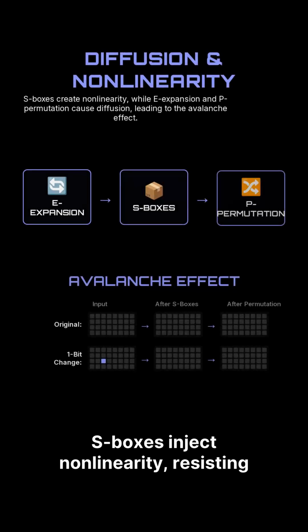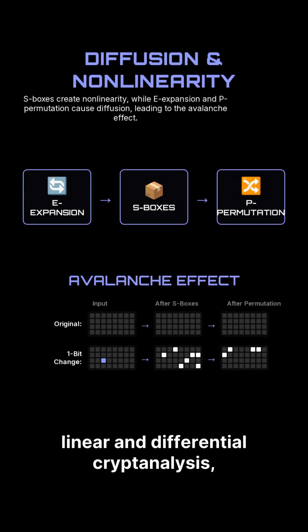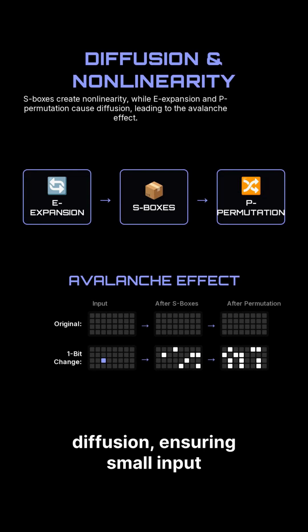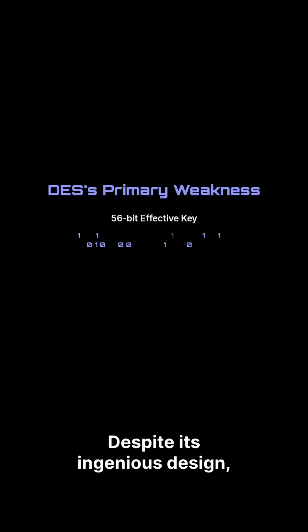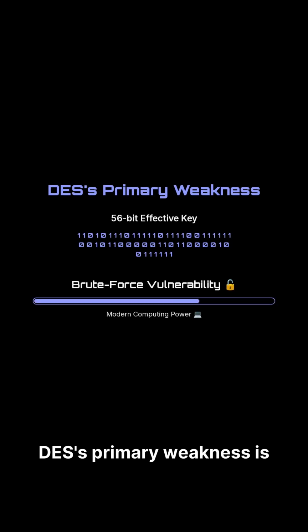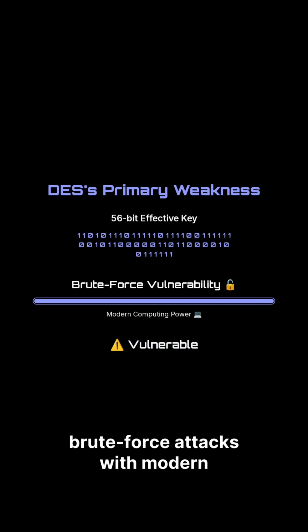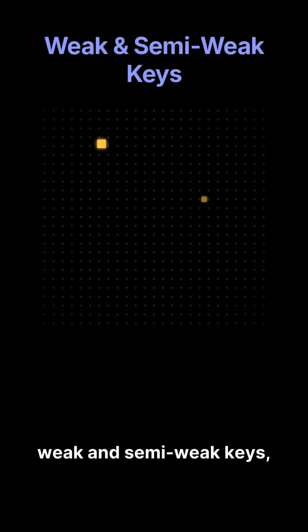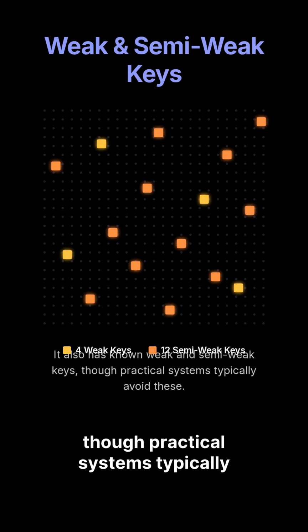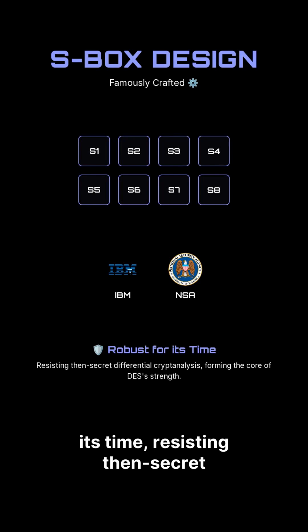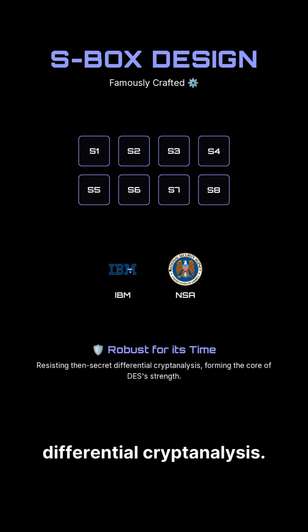S-boxes inject non-linearity, resisting linear and differential cryptanalysis, while the E expansion and P permutation promote diffusion, ensuring small input changes avalanche through many output bits. Despite its ingenious design, DES's primary weakness is its 56-bit effective key, making it vulnerable to brute force attacks with modern computing power. It also has known weak and semi-weak keys, though practical systems typically avoid these. The S-box design, famously crafted by IBM and NSA, was robust for its time, resisting then-secret differential cryptanalysis.